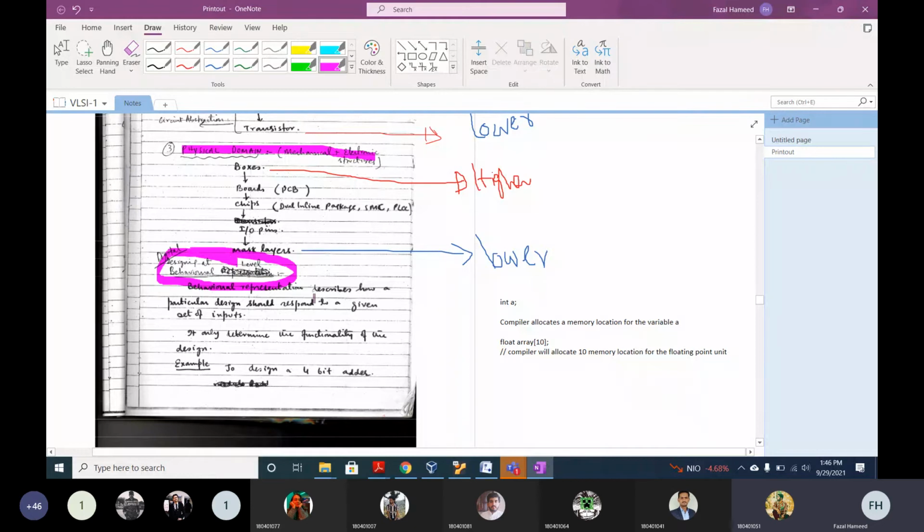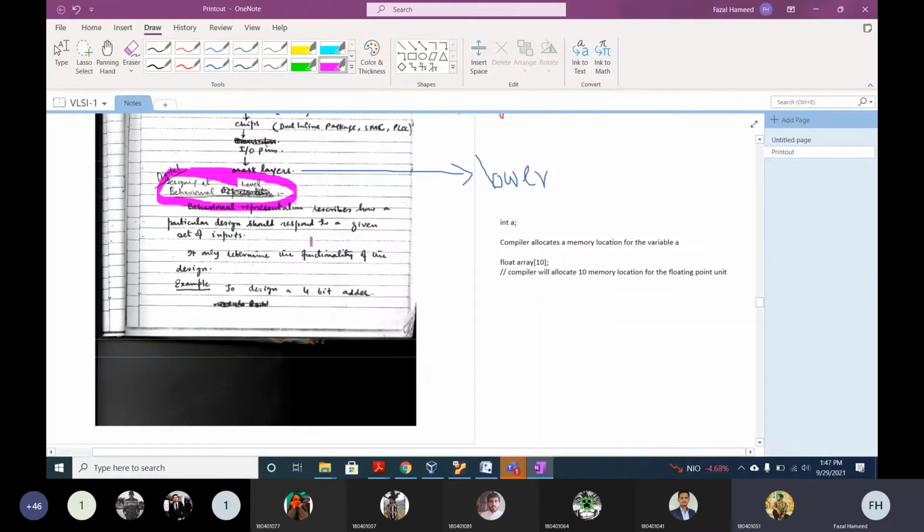Can you see on the left hand side? Okay, so what is a behavioral representation? First I will define the behavioral representation. A behavioral description describes how a particular design should respond to a given set of inputs.